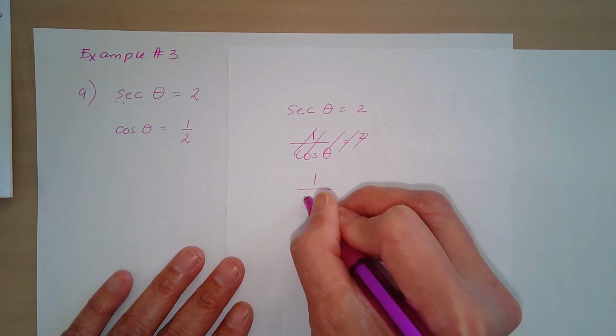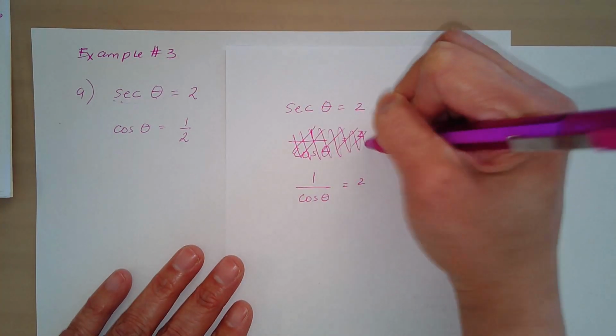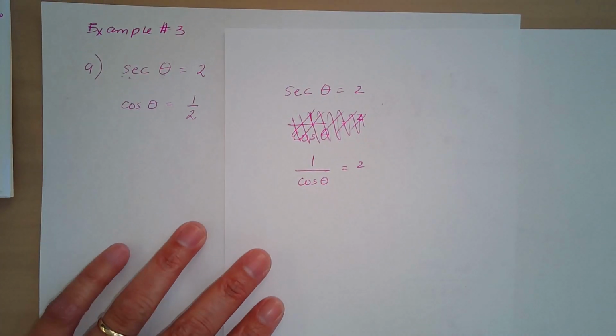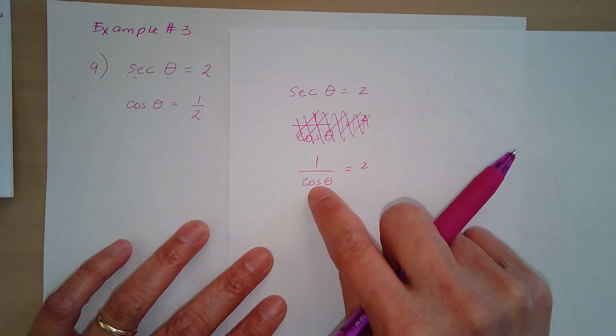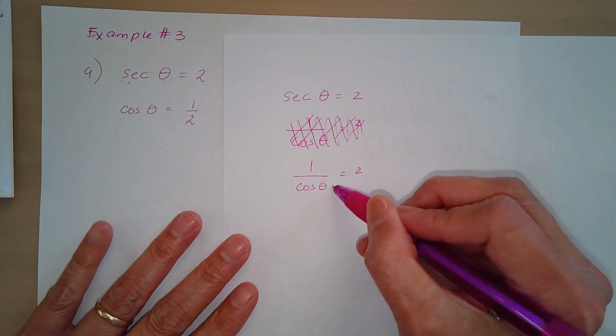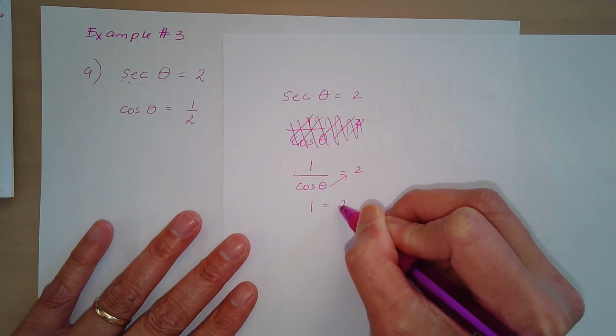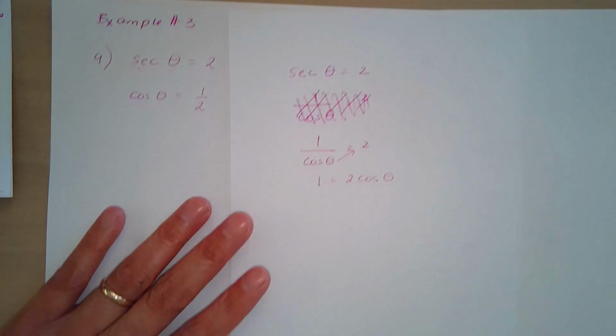Okay, I'm convinced. Is that good? So now what we're gonna do is isolate the cos in the numerator. So I'm gonna cross multiply there. So that becomes 1 equals 2 cos theta.